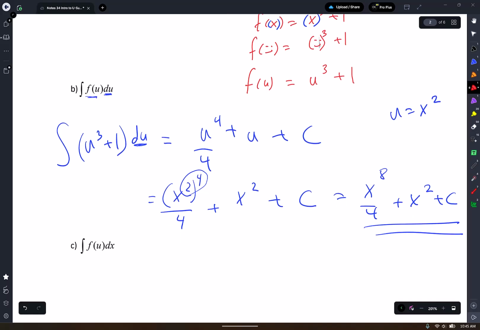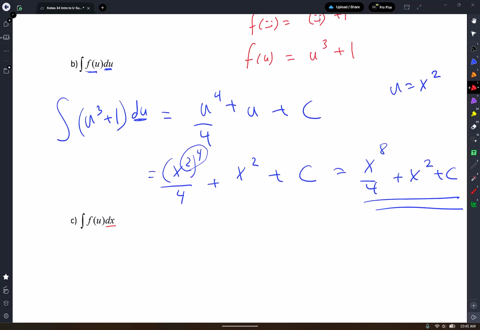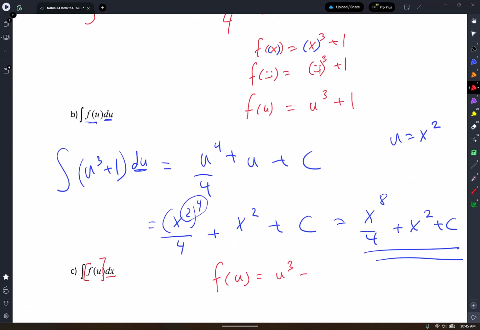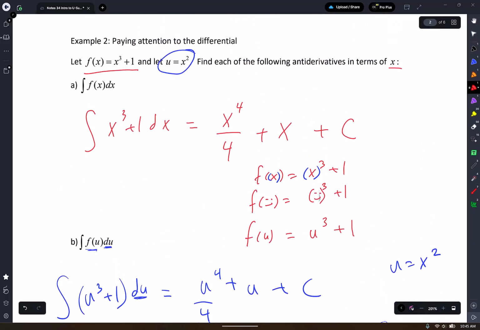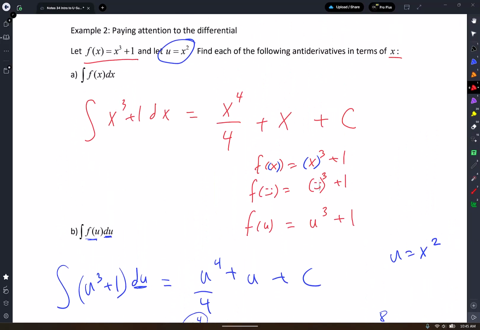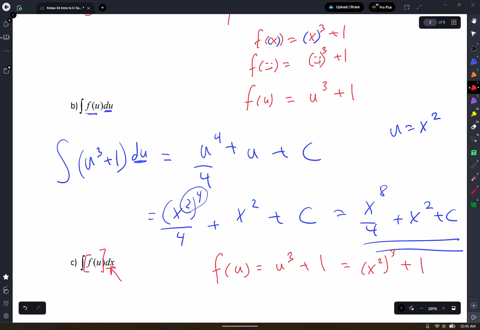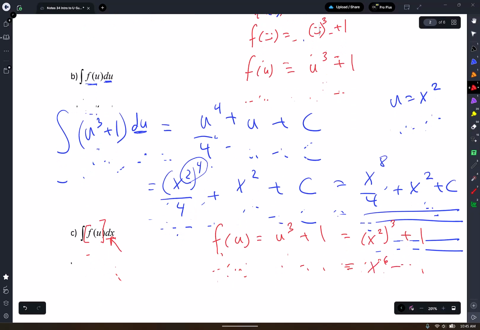Now look at the next one. The differential is x, but I have f of u. That one, so let's write f of u is u cubed plus 1. But I don't want u cubed plus 1. I'm going to integrate with respect to what letter? x. So I'm going to substitute what u is for x. So what am I going to type? x squared to the, yeah, you're already going right to it. Plus 1. We still okay? So this is the integral.